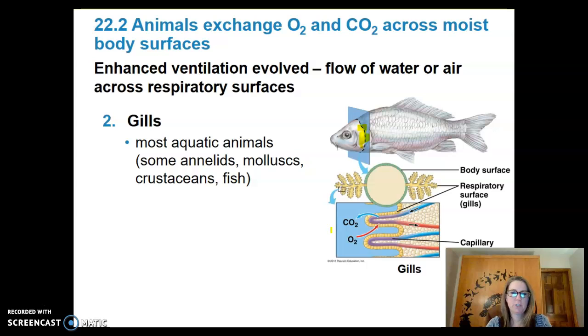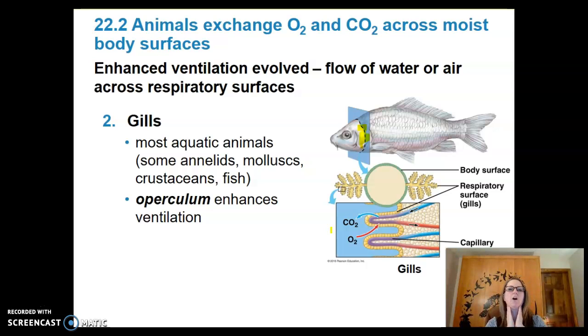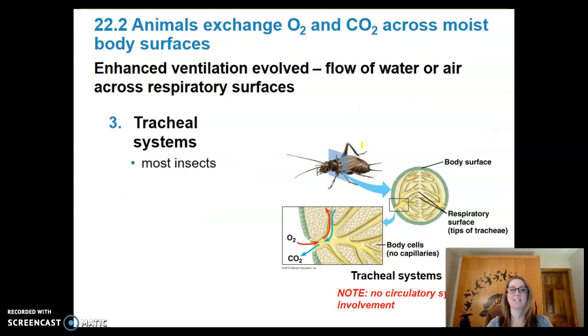Okay, so most aquatic animals, including aquatic snails, are going to use gills. You might remember in clams, they're going to have gills as well. So this operculum, this hard bony structure that I highlighted in yellow, it actually does this. So you see fish in your tank going, and that's basically that operculum enhancing what we call ventilation, or the movement of those gases.